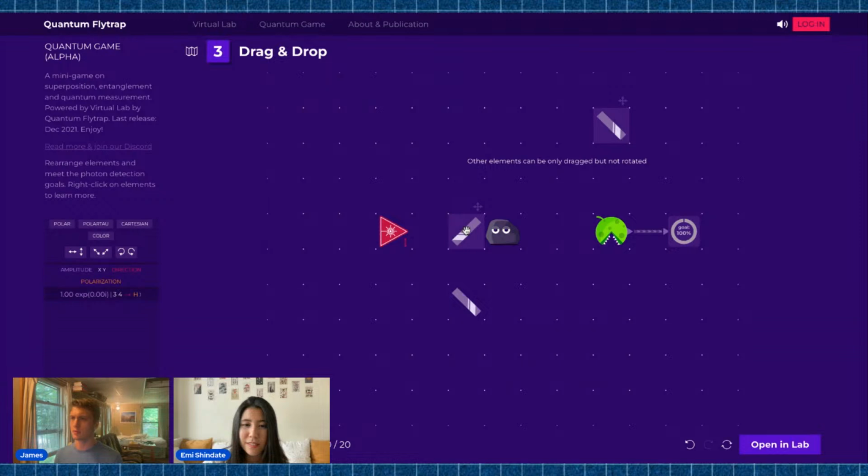Okay. I just need to rotate it. Can I rotate it? No. I can use that one. It will hit downwards, and there we go. That should work. Looks good to me.